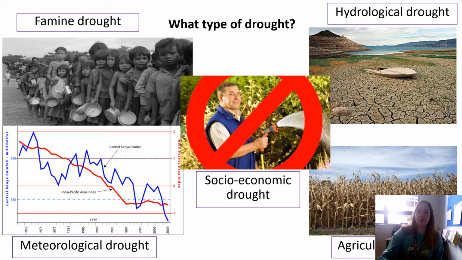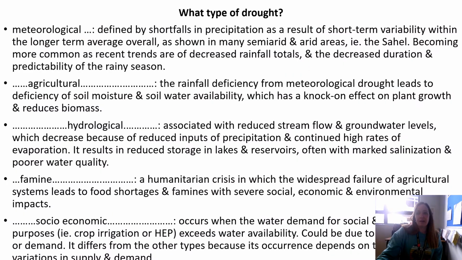So there's different types of drought. There's hydrological drought, there's agricultural drought, there's socio-economic drought, meteorological drought, and famine drought. And if we go on to this slide, this just defines them. So you may end up wanting to print this out.